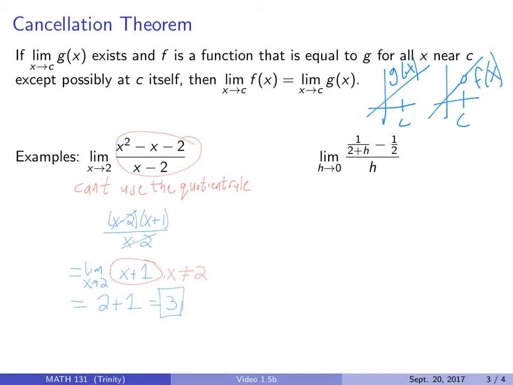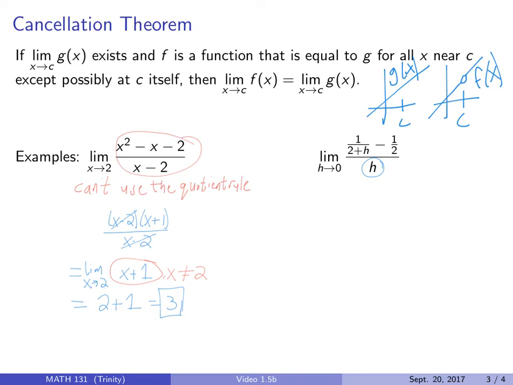For the second example, I'm looking at the limit as h approaches 0 of the quantity (1 over 2 plus h, minus 1/2) all over h. Again, I have the problem that if I try to use the quotient rule, I'm going to end up with h equals 0 in the denominator. And you'll see this come up a lot in calculus. And so you want to find some algebraic way to end up canceling out that 0 in the denominator so you can evaluate this limit.